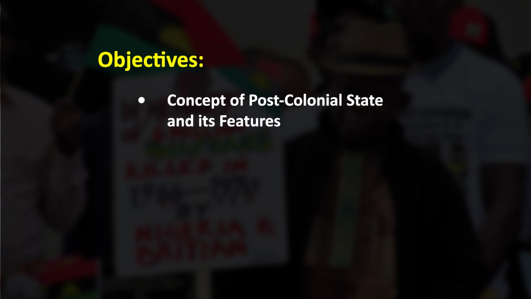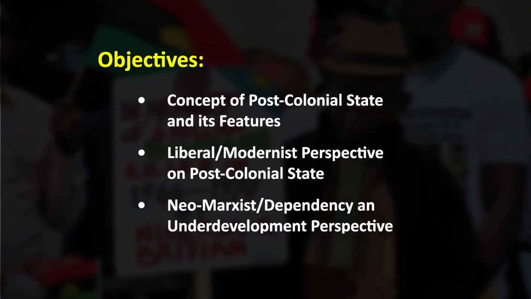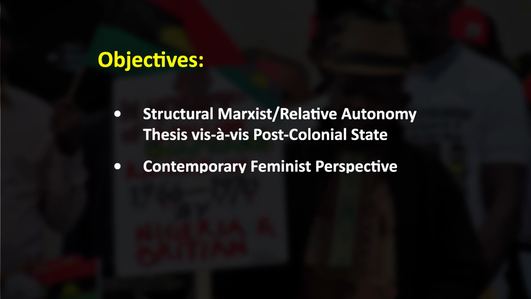The major objectives of the lecture are: 1. Understanding the concept of postcolonial state and its features. 2. Examining the liberal modernist perspective on postcolonial state. 3. Exploring the neo-Marxist or dependency and underdevelopment perspective on postcolonial state. 4. Understanding the structural Marxist or relative autonomy thesis vis-a-vis postcolonial state. And 5. Highlighting the contemporary feminist perspective on postcolonial state.